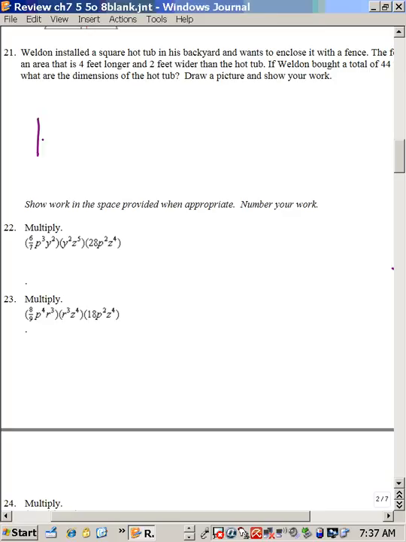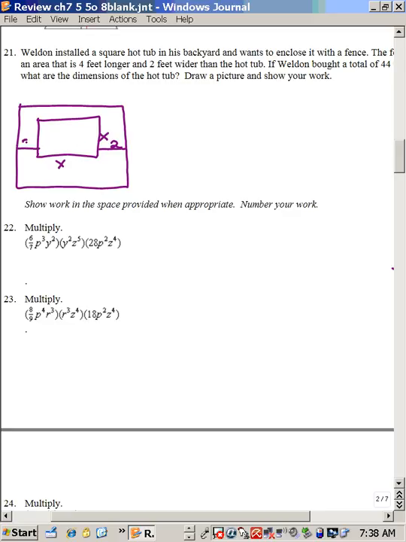I have a square hot tub. Don't know the dimensions of this, so I'm going to call it X. Around that, I'm going to enclose it with a fence. This is not a very good diagram. On one side, the fence is going to extend 2 feet on each side. On the other side, it's going to extend 4 feet. Now I need to know the total length here, so watch this as I go. If this is 4 feet, the middle part is X because I don't know what it is, and the last part is the second part of the fence, which is 4 feet. So the length of this long side is going to be X plus 8.